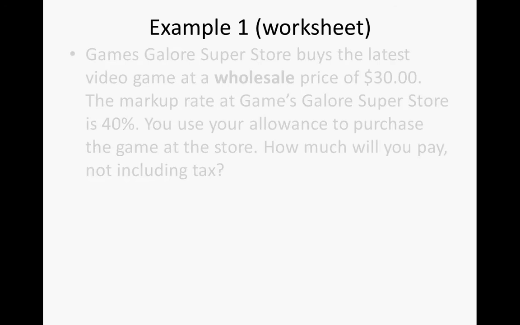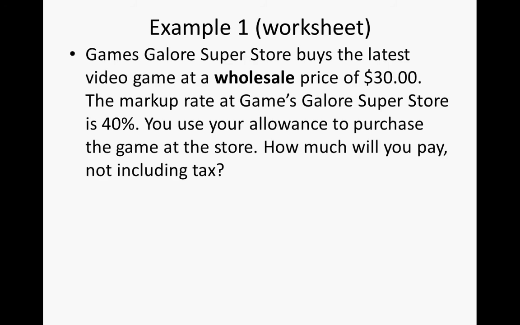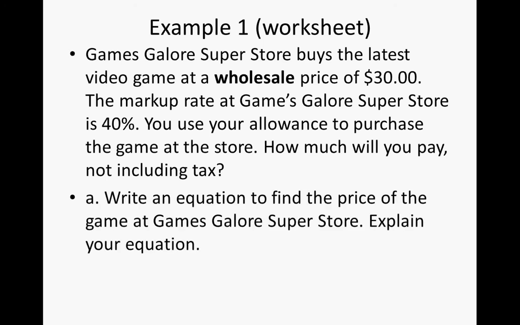So, let's look at example 1 on your lesson worksheet. Games Galore Superstore buys the latest video games at a wholesale price of $30. The markup rate at Games Galore Superstore is 40%. Use your allowance to purchase the game at the store. How much will you pay, not including tax? So for part A, we're going to write an equation to find the price of the game at Games Galore Superstore and explain your equation.